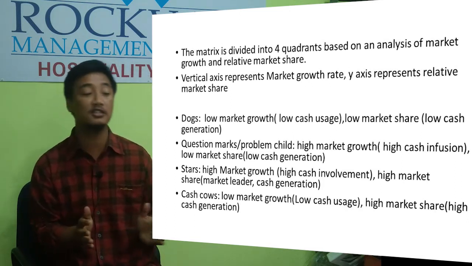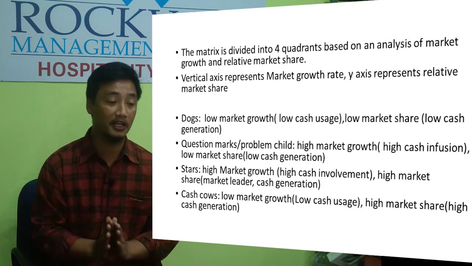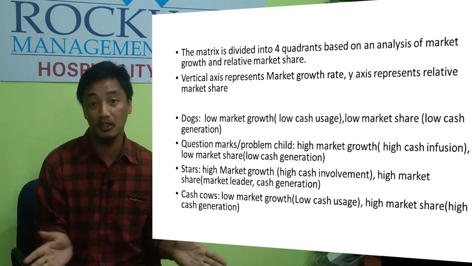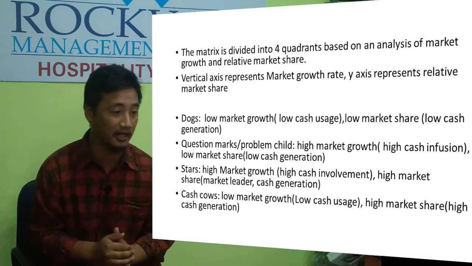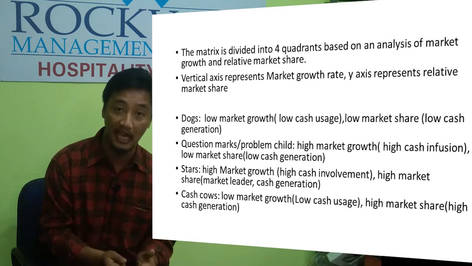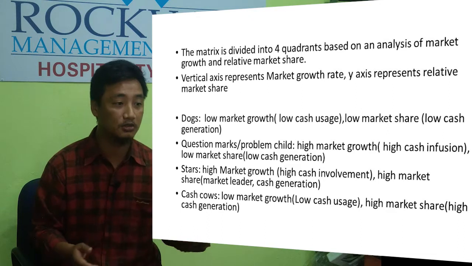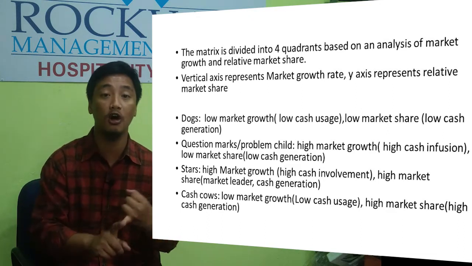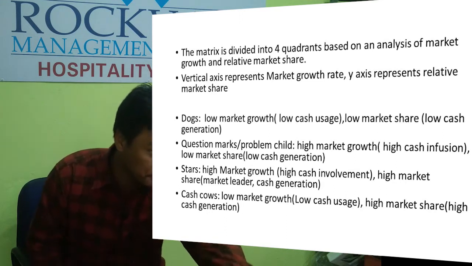The last one we have is cash cows, where the market growth is low, maybe the market is stagnant, but we still have a very high share in the market. So when we have high market share, we are still generating a lot of cash from this sort of market. So these are the four quadrants that we have: dogs, question marks, stars, and cash cows.